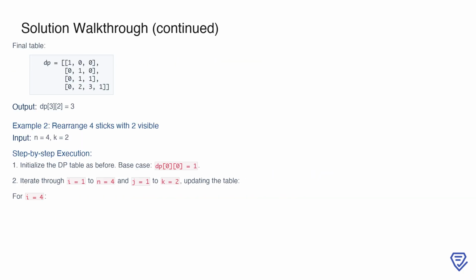After completing the calculations, the final dp table for n equals 3 and k equals 2 looks like this: 1, 0, 0, 0, 1, 0, 0, 1, 1, 0, 2, 3, 1.